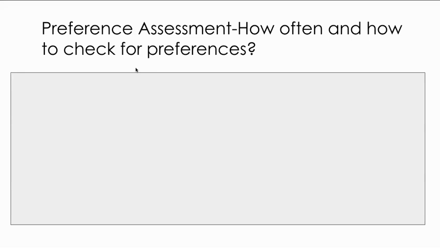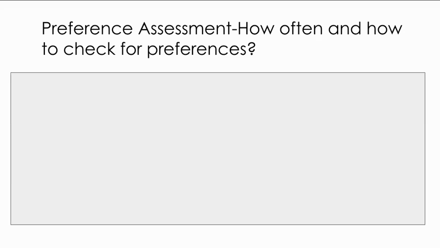Okay, so another thing to consider with reinforcement is something called a preference assessment. A preference assessment is trying to figure out exactly what they like from those formal categories that you have kind of decided that they like. And also, you want to think about how often you want to check a preference assessment.